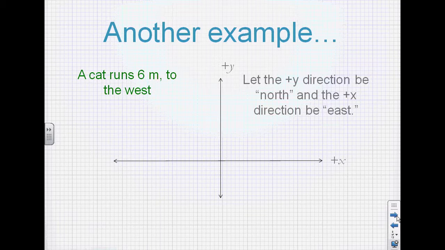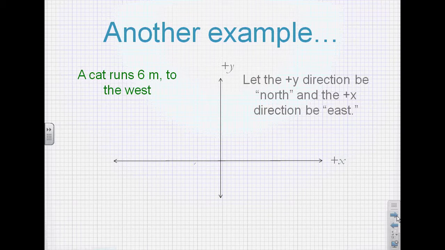So we can also have this in the opposite direction. We can have a cat running 6 meters to the west. The only difference here is this is a little bit longer displacement, and it's pointing in the opposite direction. So to represent this vector, we're just going to start at the origin and count over 6 blocks westward, and have the arrow point along the negative axis.